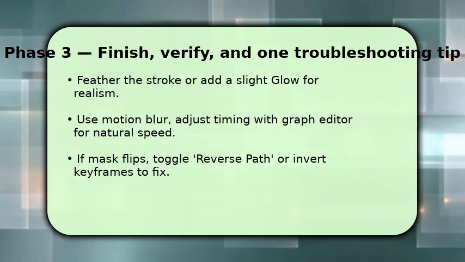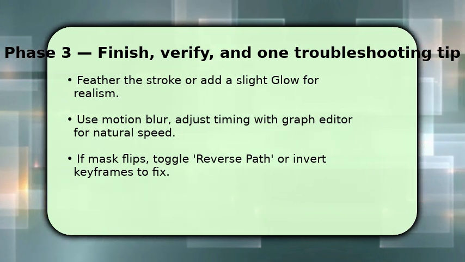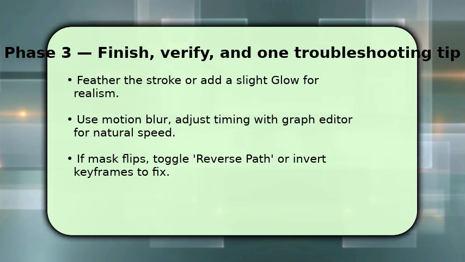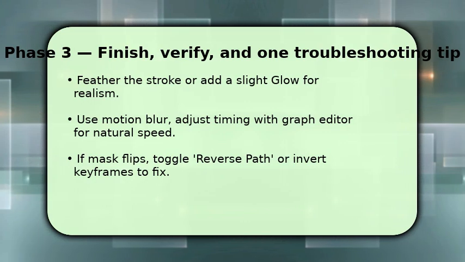If the reveal runs the wrong way, reverse the path or swap start and end keyframes. If gaps appear, increase brush size or enable stroke, paint sequentially for connected letters. These quick fixes solve most problems.